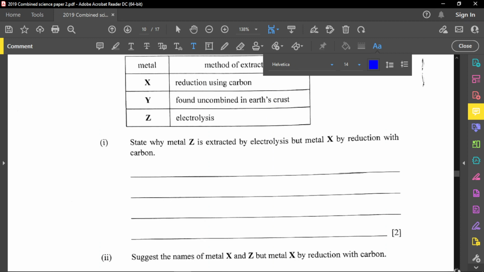So for part 1 now, it says state why metal Z is extracted by electrolysis, but metal X by reduction with carbon. I just want to make a little notation right here that when you're talking about extraction of metals, you're thinking about the reactivity of metals. So metals are reactive, and you have what they call the reactivity series of metals. And if you think about it, let me see if I could do this.